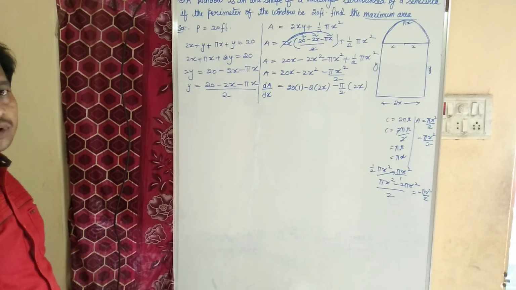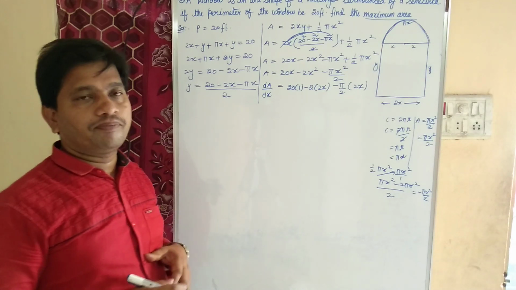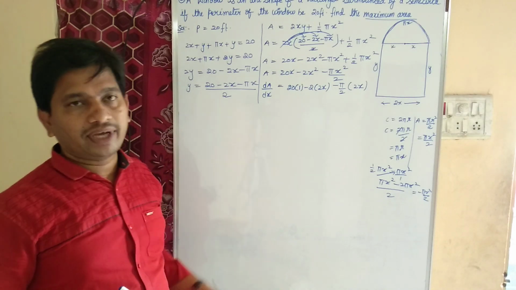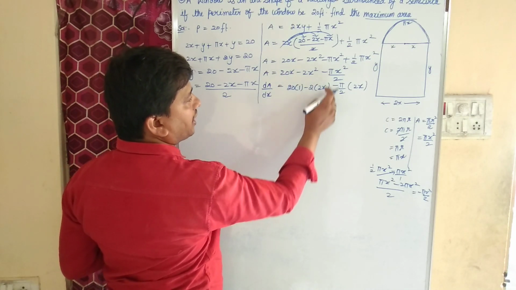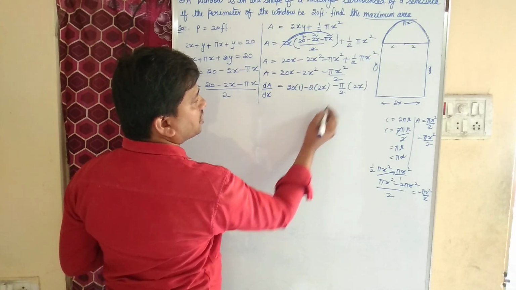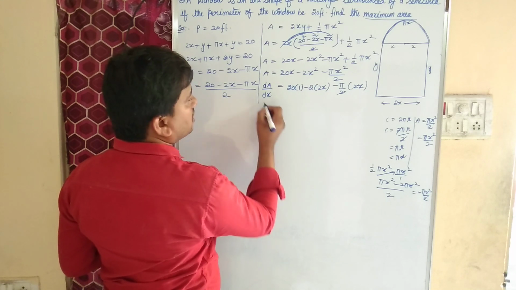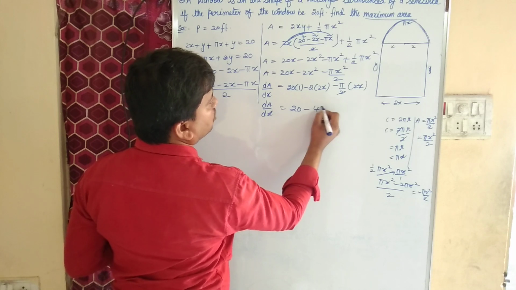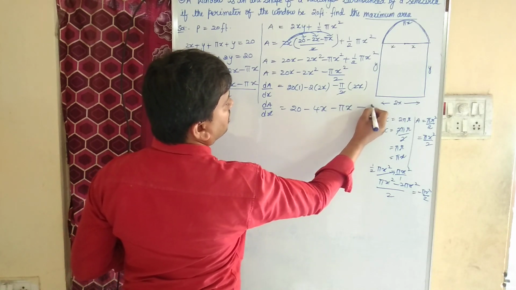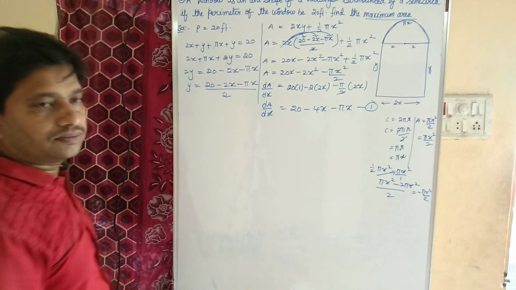Children, is it clear? Because they are asking to find the maximum area, we need to differentiate with respect to x. The derivative of x is 1, the derivative of x square is 2x, pi by 2 is constant, and the 2 cancels. So dA by dx equals 20 into 1, 20 minus 4x minus pi x. This is our equation number 1.